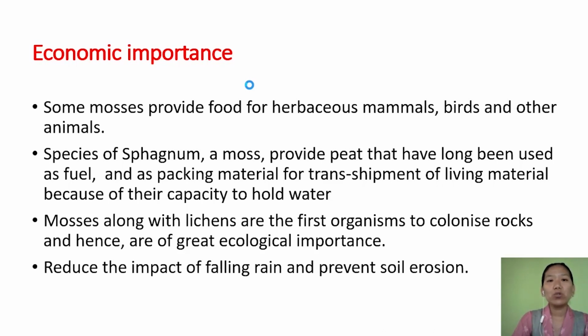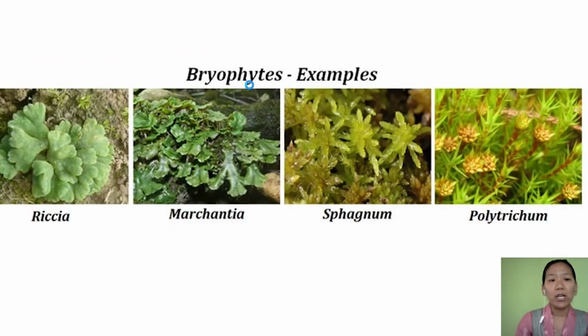These mosses are also the pioneer species in ecological succession. They are one of the first to colonize a rock, so they have a major role in ecological succession. Since they form a mat on the soil surface, they can absorb water, which reduces the impact of rainwater falling on it and also prevents soil erosion.